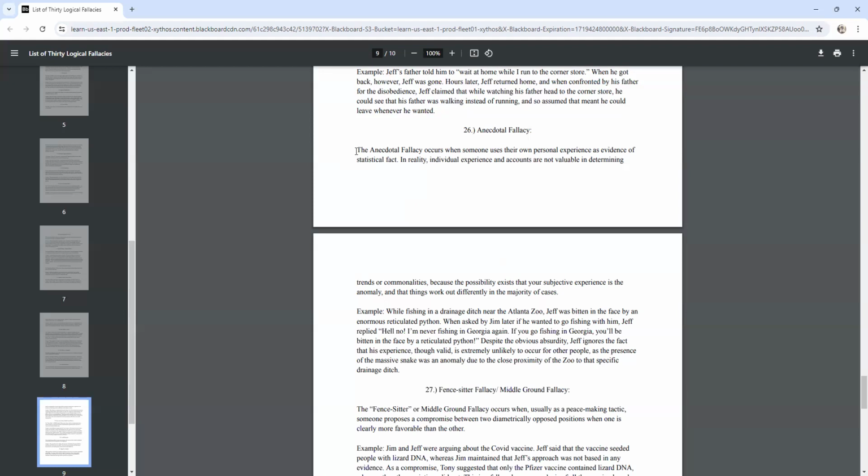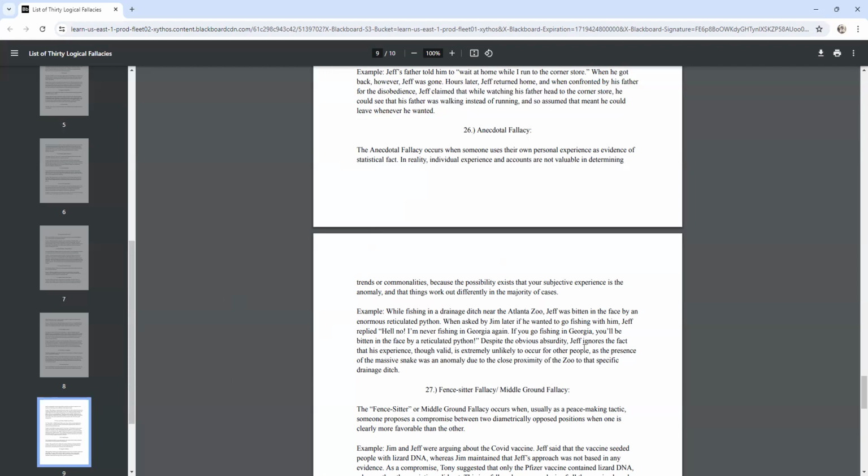Example, while fishing in a drainage ditch near the Atlanta Zoo, Jeff was bitten in the face by an enormous reticulated python. When asked by Jim later if he wanted to go fishing with him, Jeff replied, "Hell no, I'm never fishing in Georgia again. If you go fishing in Georgia, you'll be bitten in the face by a reticulated python."